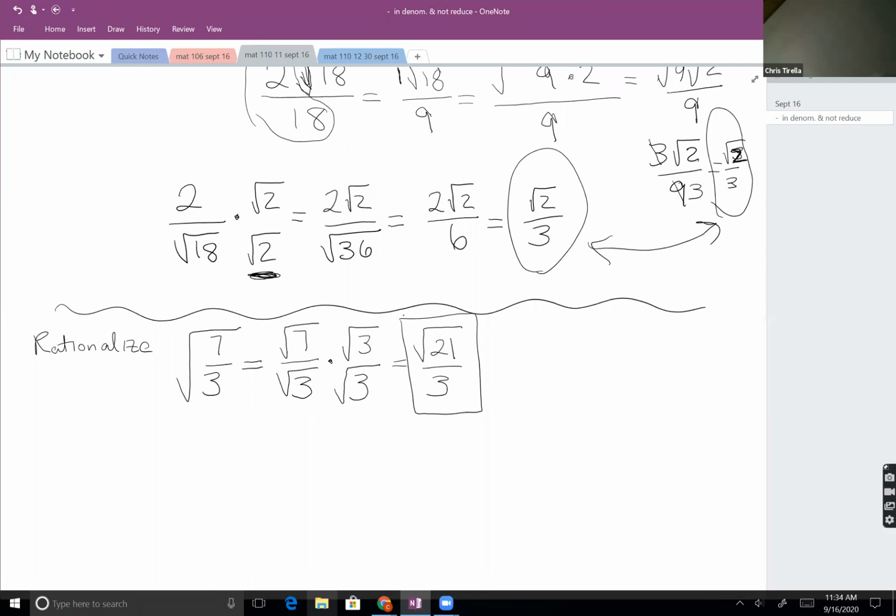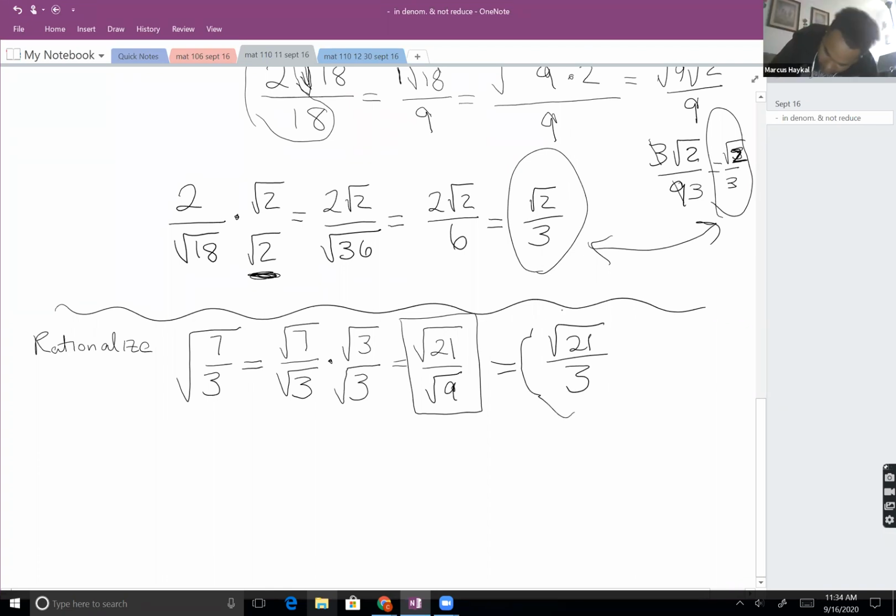Did anybody else get what I got? I had put 9 for my denominator. Right, you got the square root of 9 in the denominator. The square root of 9 is 3. In between times, you might have written this as the square root of 21 over the square root of 9, which would then simplify into the square root of 21 over 3, which is fine. But this is going to be our final answer because our whole goal is to have no radical in the denominator.